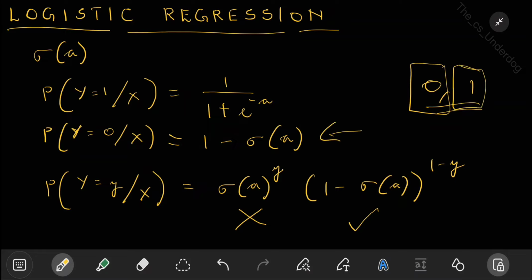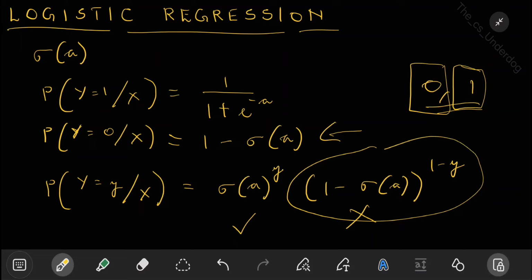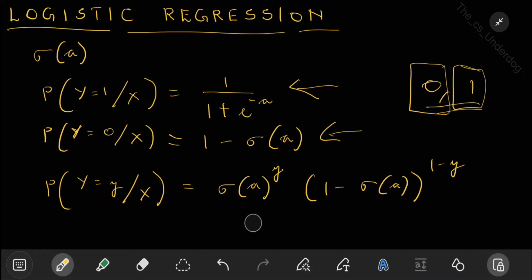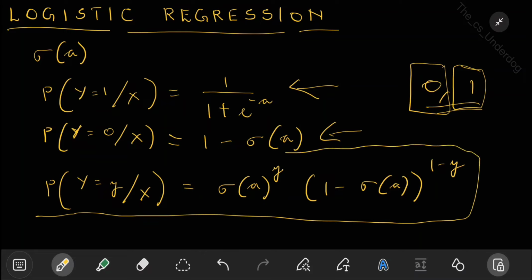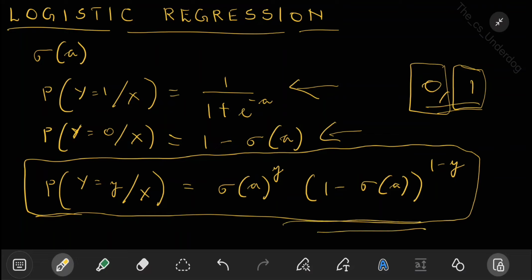What if you choose the value of 1 for y? In that case, this will stay and the second term will go off because here 1 minus 1 will be 0. So this term will go off. If this goes off, sigma of a only stays, which is this one, p of y equal to 1. So this is how you can generalize the above two equations by writing p of y given x is equal to sigmoid of a to the power y into 1 minus sigmoid of a to the power 1 minus y. This is how we generalized.